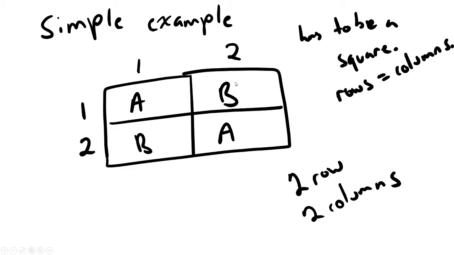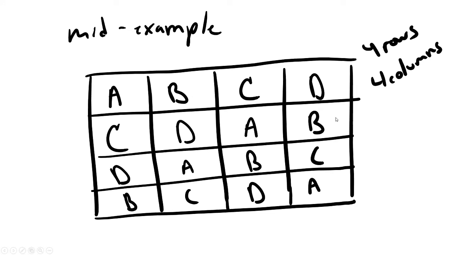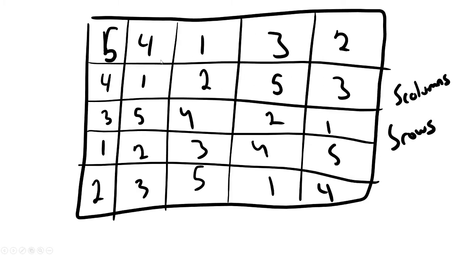And the same goes for element B. B only appears once in this row and once in this column. You'll rarely ever use just two elements, but in this example, it's a 4 by 4 square where A only appears once in this row and once in this column, and the same goes for element B and element C and element D.